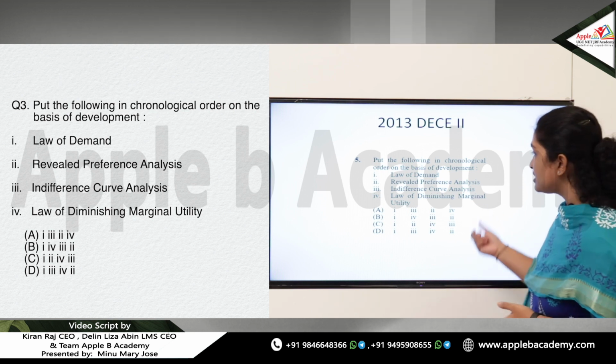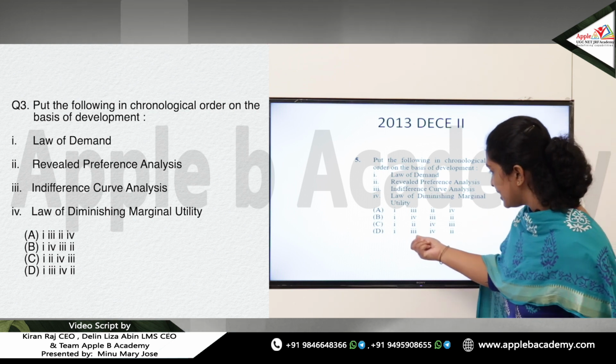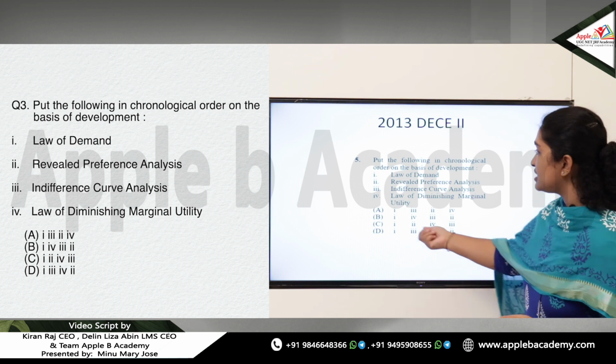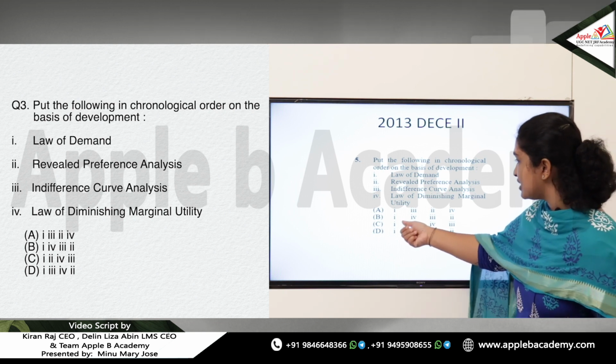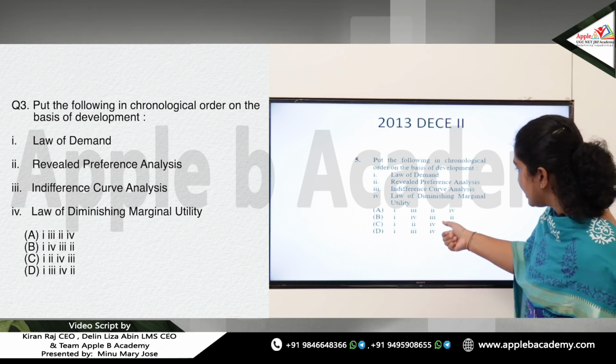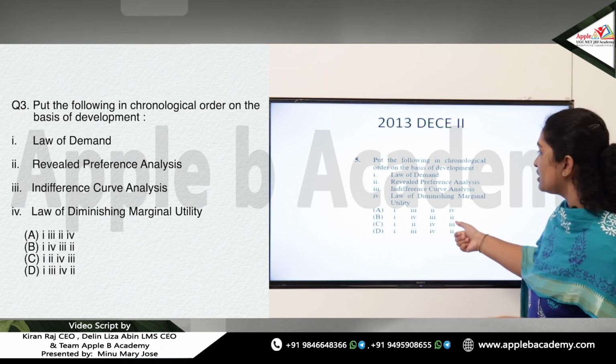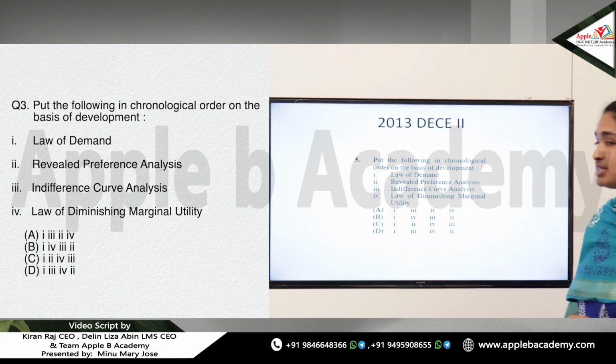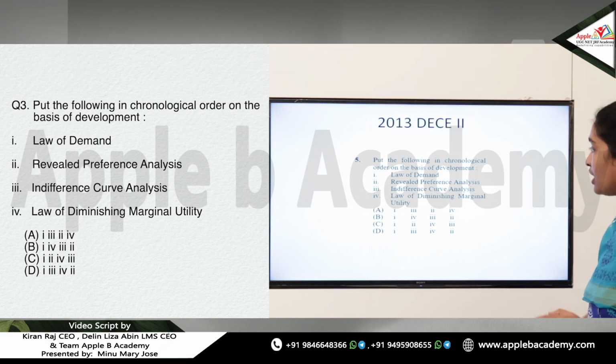So the order for this question would be based on what is given in option B. That is, law of demand comes first, followed by law of diminishing marginal utility, then by indifference curve analysis, and the last one would be revealed preference analysis. So the answer for this question would be option B.